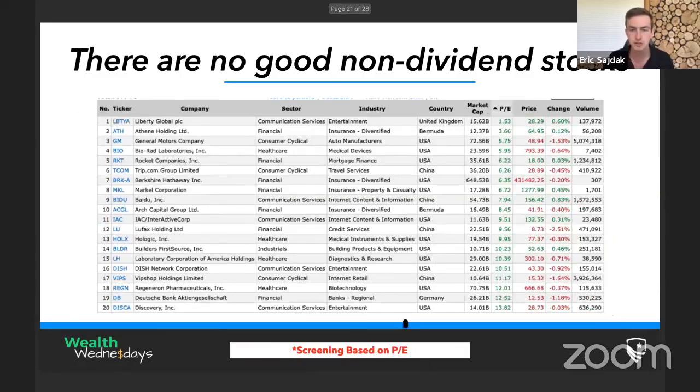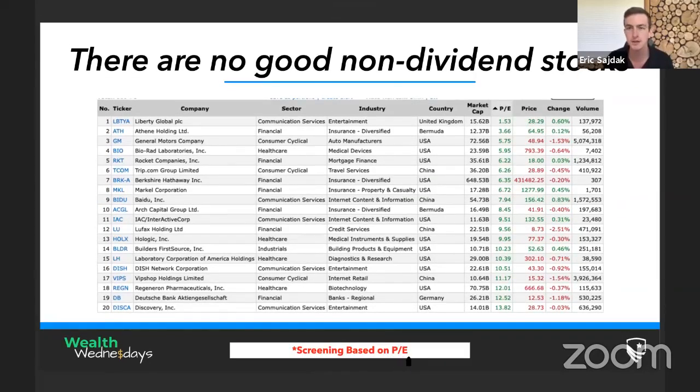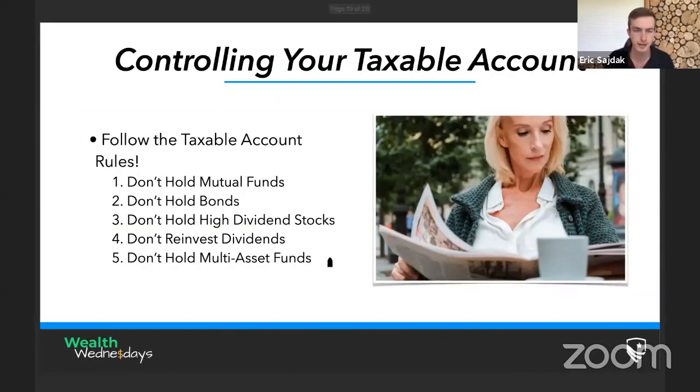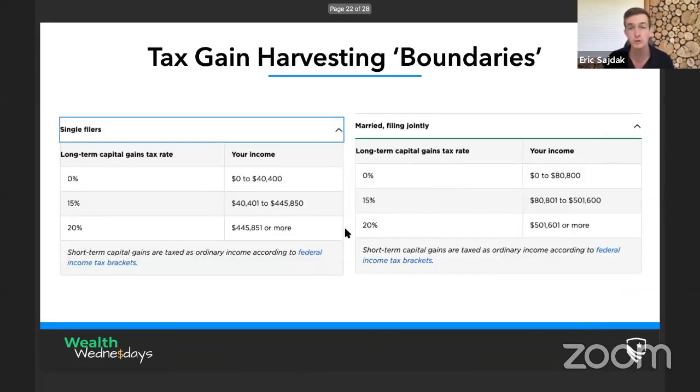And if you wanted to, these are just screening for size. So these are the biggest companies at the top, screening and going down. If you wanted to screen based on something like price to earnings, looking at companies that theoretically should be a better value, you can do that as well. Also some giant companies in here. And so again, there are a lot of non-dividend options for investing. Now, again, this doesn't factor as much into capital gain bump zones, but as far as controlling your taxable income and not investing in high dividend stocks, there are a lot of great companies that don't release a dividend that you can hold in a taxable account.